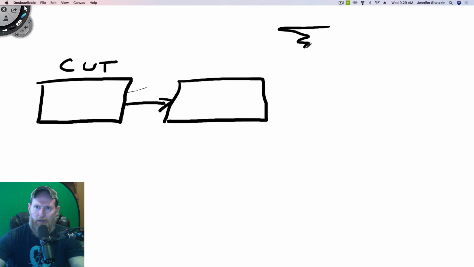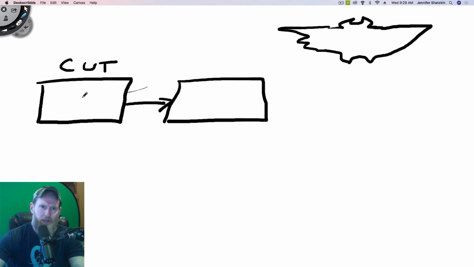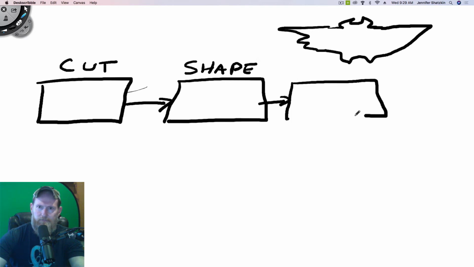Remember that good old batarang looks something like this. Batman throws it at the bad guys. So we have cut, we have shape. We first cut the steel and then we shape it into that batarang, and then we subdue it. We make that nice matte black. Looks pretty cool.